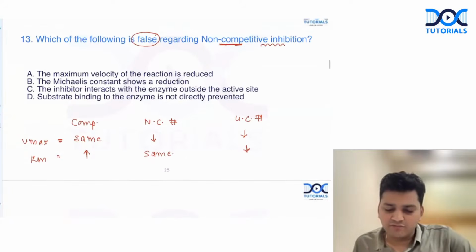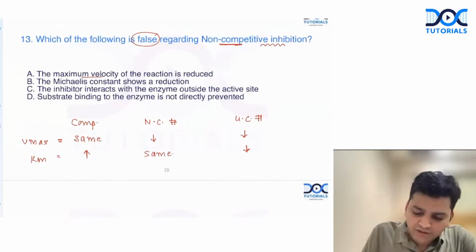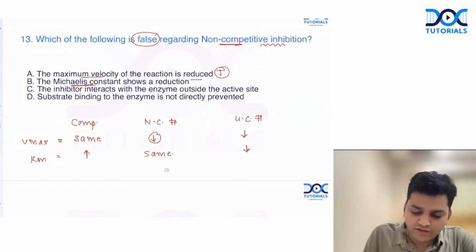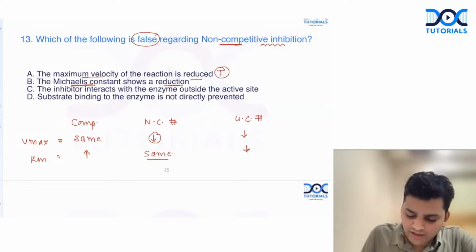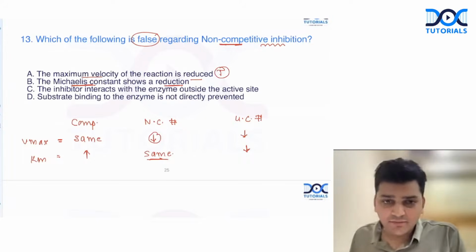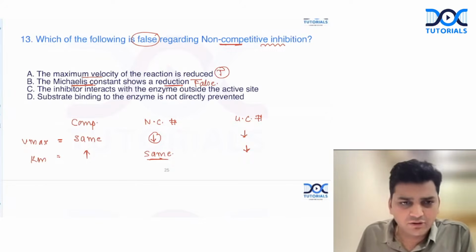So what they're asking is, which is false regarding non-competitive? The maximum velocity of the reaction is reduced. Yes, the Vmax is going to be reduced. This is a true statement. The Michaelis constant is going to be reduced. The Michaelis constant is the Km actually. The Km is reduced? No, Km is going to be the same. This is a false statement, but still read the other options.